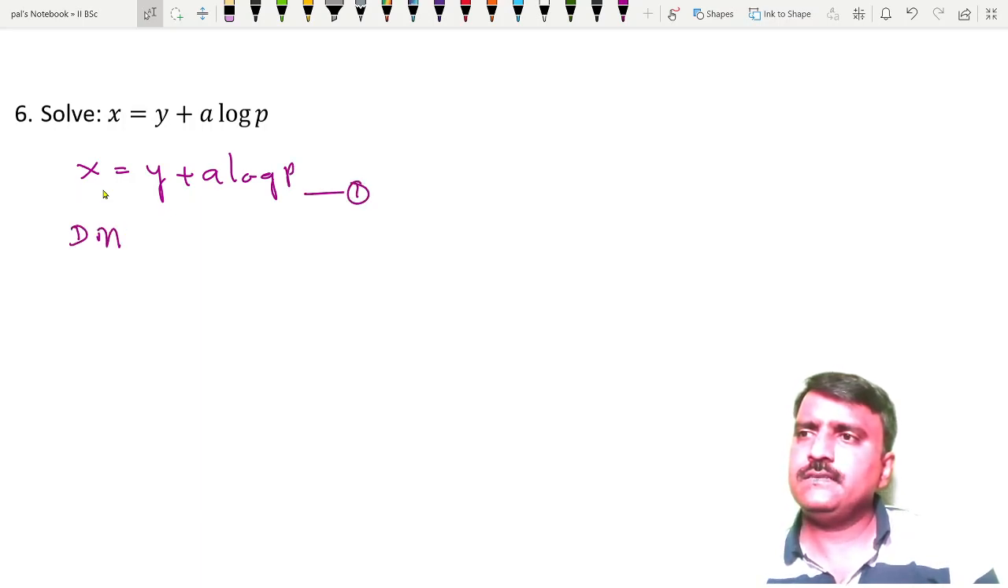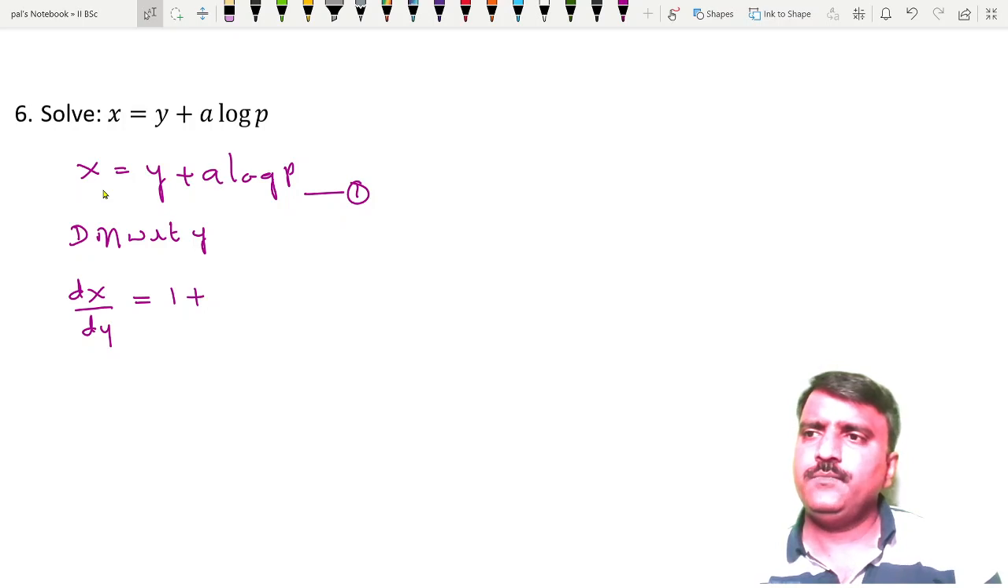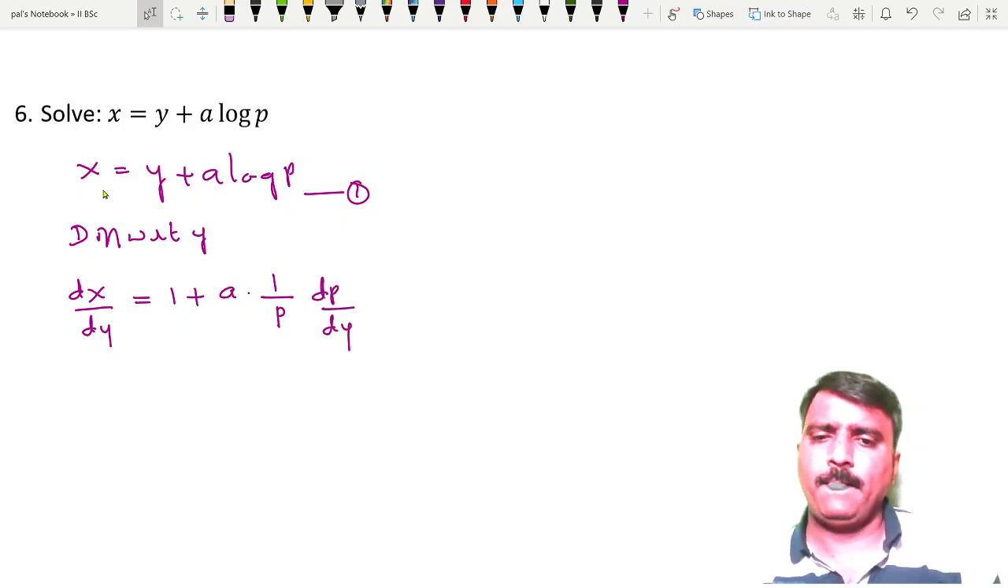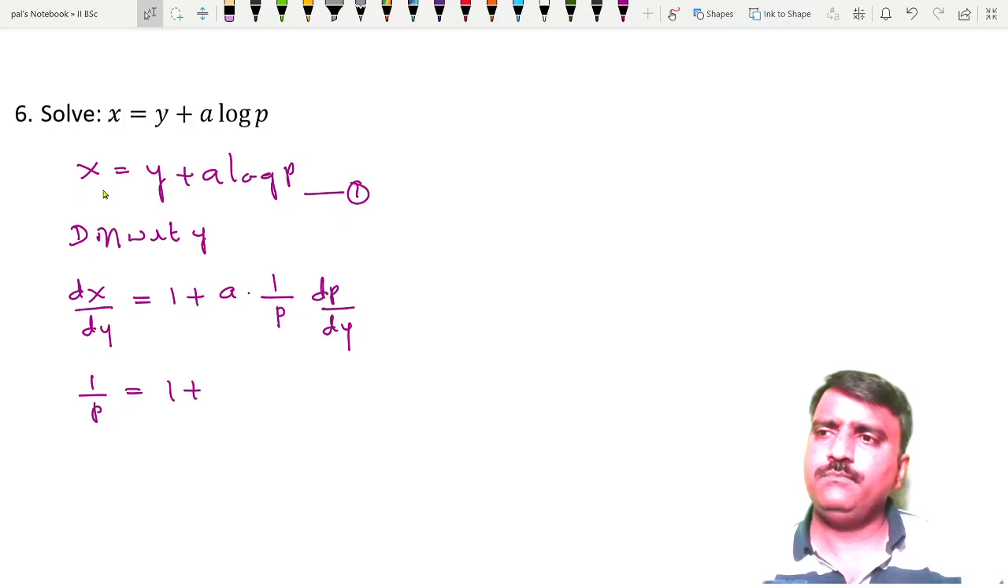Differentiating this with respect to y. So differentiation of x with respect to y is dx by dy. dx by dy is equal to differentiation of y with respect to y, which is 1, plus a into differentiation of log p, which is 1 by p into dp by dy. So dx by dy can be written as 1 by p. 1 by p is equal to 1 plus a by p into dp by dy.